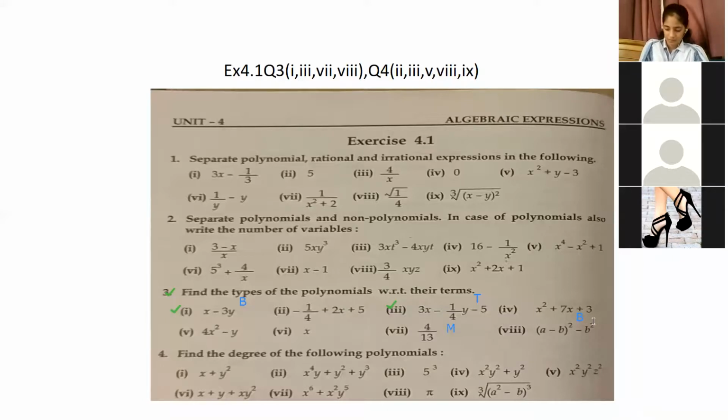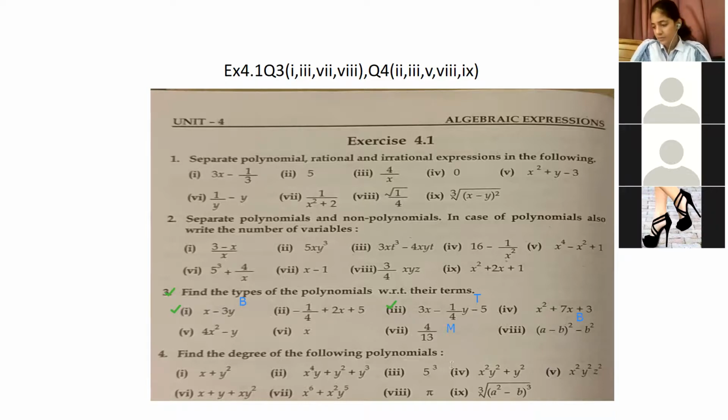How can we say that? Just think about it. Let's solve question number 4. I'm giving you some time to think about this question. Okay, we are going to continue question number 4 right now. I'm giving you the hint for question 8: a minus b whole square. Remember the formula? This is the hint for this question.